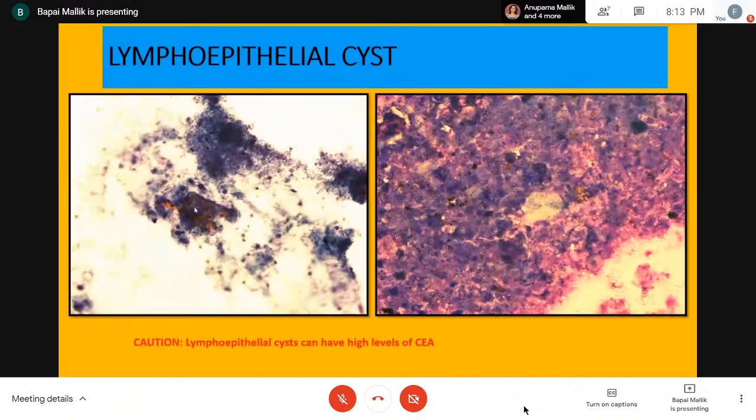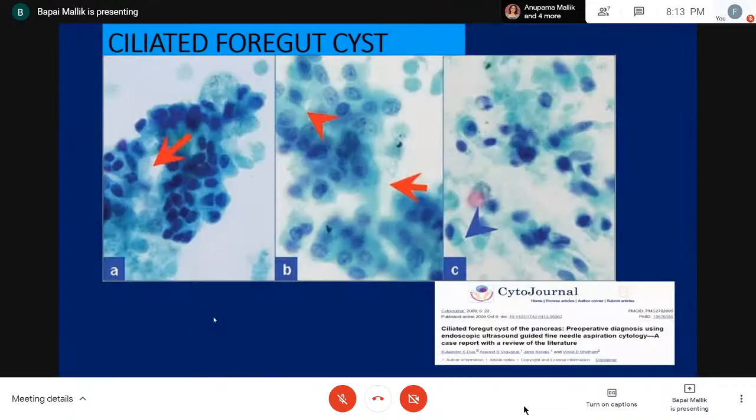Look at this. Just looks like some dirty material. Maybe you might be thinking in terms of a pseudocyst, because we know that whenever you see a dirty background, think of a pseudocyst, but then you start looking at this orangeophilic material over here. This is a lymphoepithelial cyst, right? And these lymphoepithelial cysts are notorious for showing very high levels of CA. So if you can pick them up, you have done a great job. This is a very rare cyst.